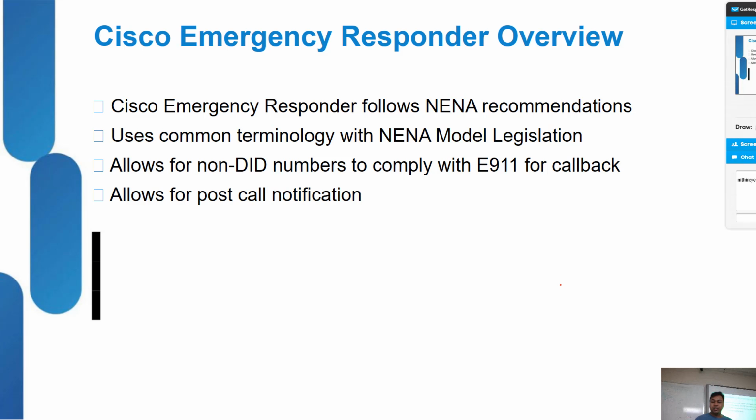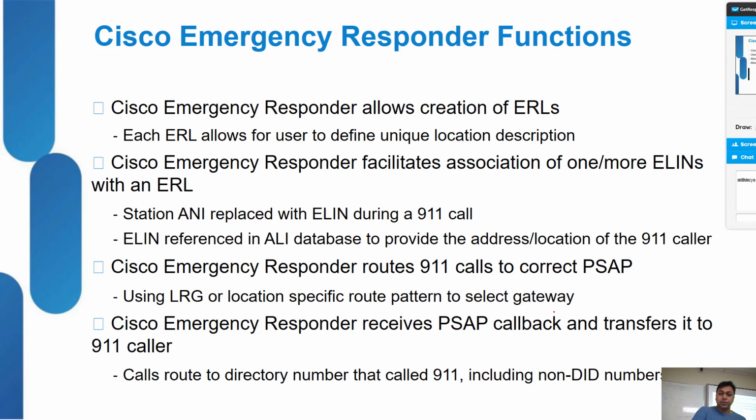Emergency responder basically follows the NENA recommendation, uses common terminology with NENA model legislation, allows DID employee numbers to comply with E911, and allows for post-call notification. Emergency responder, or Cisco ER, allows you to create the ERL, and each ERL will allow the user to define a unique location description. So with emergency responder, you can create a very specific address, for example port 12, cubicle 5, East Coast, lane 5. You can go by row, by East Coast, West Coast, whatever options you want to use.